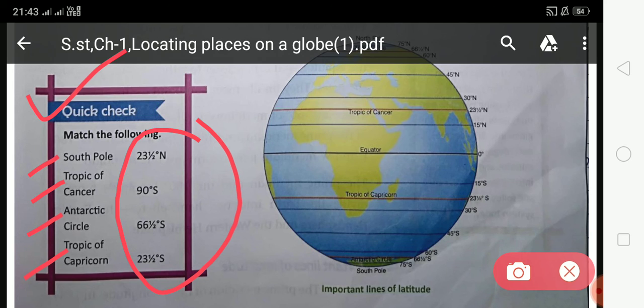South Pole is 90 degrees south. Tropic of Cancer is 23.5 degrees north. Antarctic Circle is 66.5 degrees south. Tropic of Capricorn is 23.5 degrees south. So students, if you understand about these circles, then you can do this matching.